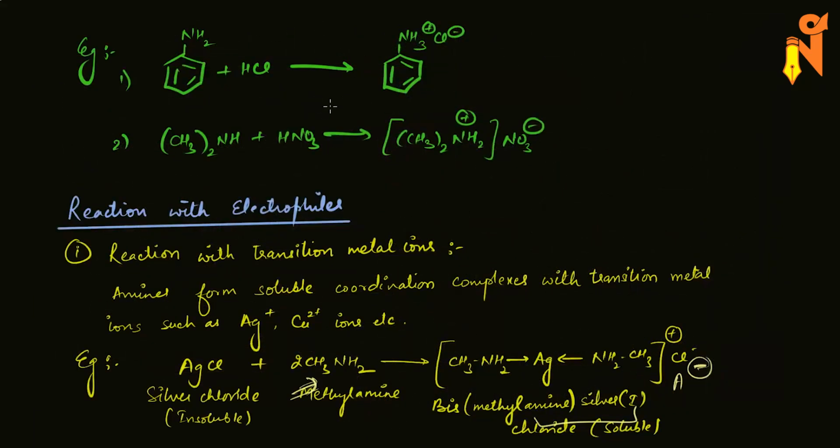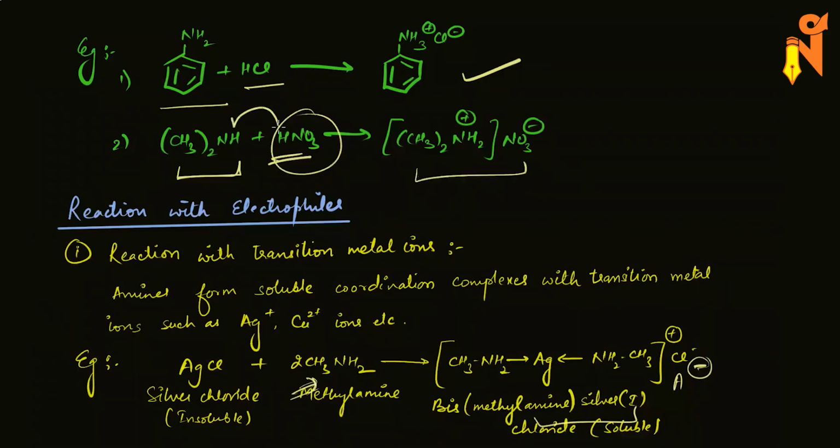Now here I have written a few examples. Look at this example: we have aniline with HCl. Again, it is forming NH3 plus Cl minus. I have here a secondary amine with HNO3. This is also a mineral acid. They combine with each other and form a salt, so NH becomes NH2 plus and NO3 minus. This kind of salt formation will take place.